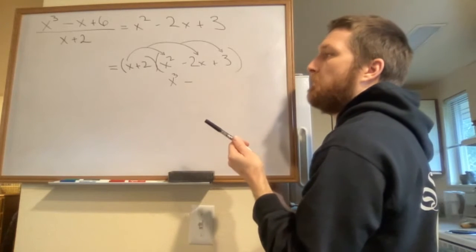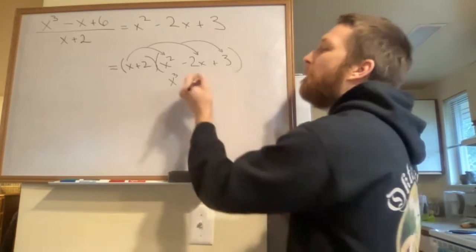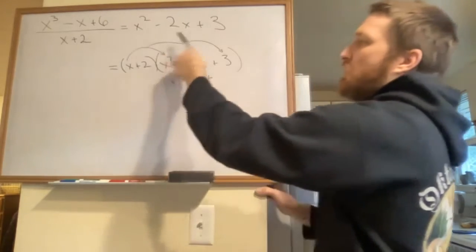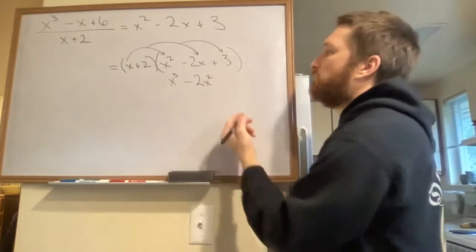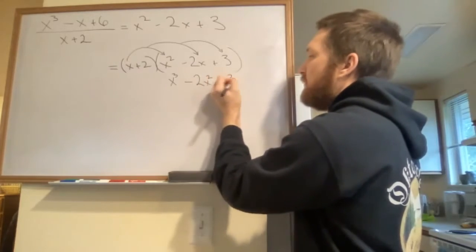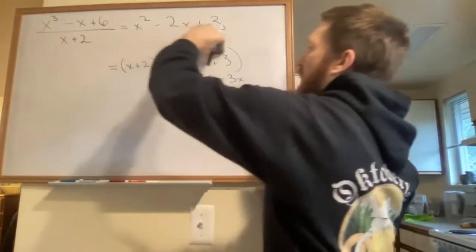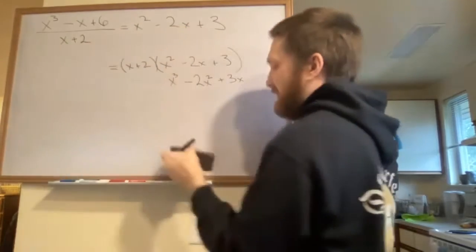Minus x squared. 2x squared. Minus 2x squared. There we go. Now the x jumps over and hits the 3 and gives me what? Plus 3x. Okay, now we've done the first distribution. Let's distribute that second number.